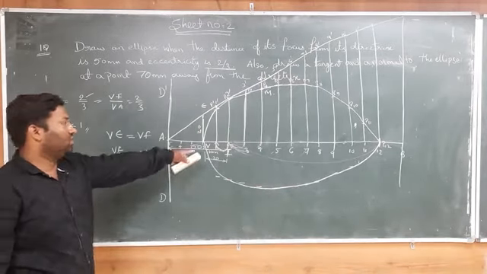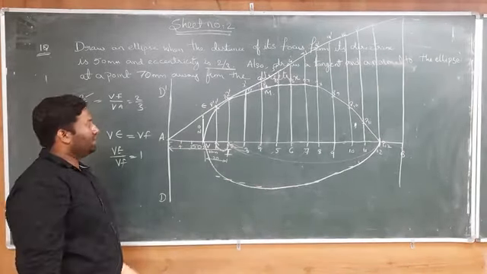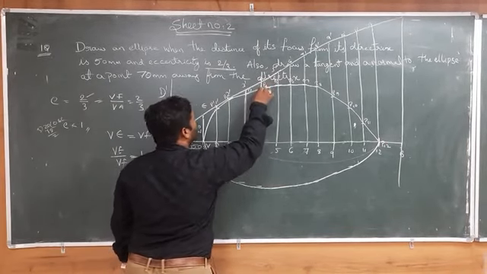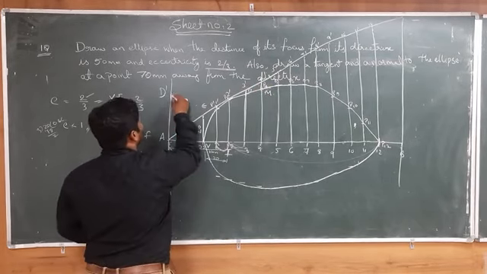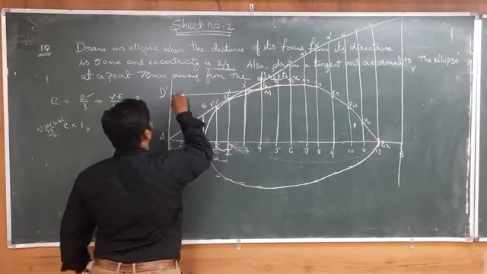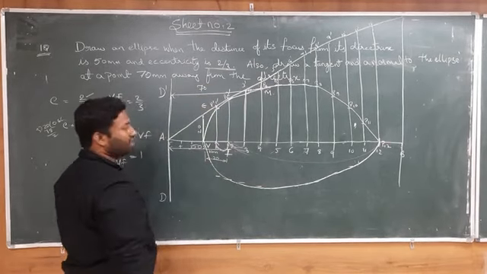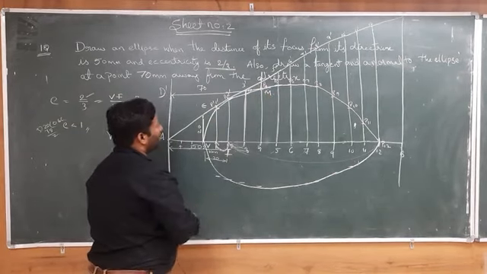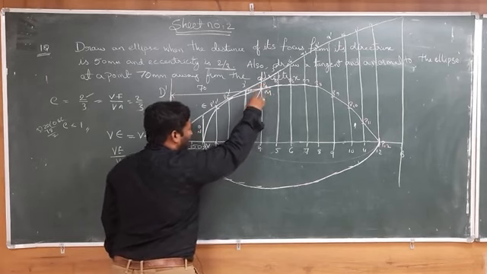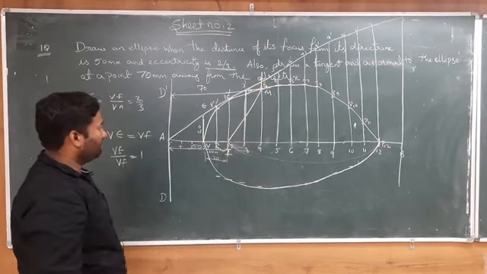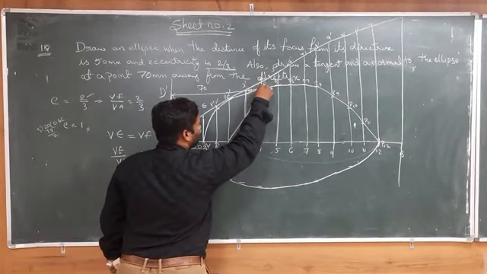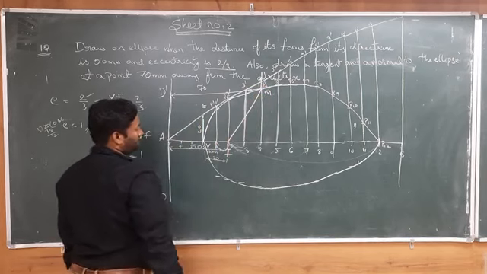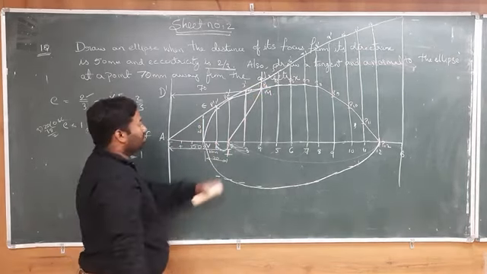So this is the point I am taking as M, where I have to draw a tangent and a normal on this curve. So the next step is, from the point M, which is 70 mm from the directrix, I will join the point M to F. M to F, I will join the line, and I will draw a line from it.